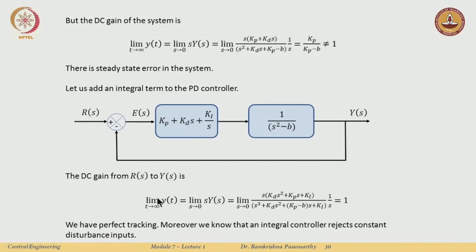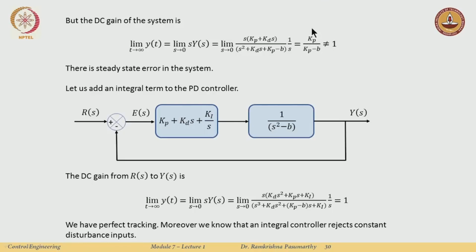So, the limit as t tends to infinity, this is 1. My R(s) here is a unit step, but I am not tracking a unit step here. My steady state value is Kp minus b. So, I am not computing the steady state error here, but I am just computing the final value. The final value should be 1 because I am tracking a step signal. It is not 1, but depends on Kp and b.